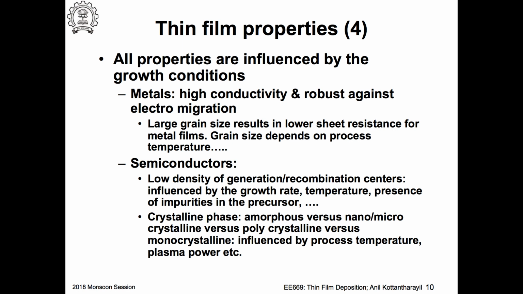For semiconductors, low density of generation recombination centers is influenced by the growth rate, temperature, presence of impurities in the precursor, and so on. Then the crystalline phase: if I deposit silicon on silicon, depending on the process conditions, I can get amorphous silicon, nanocrystalline or microcrystalline silicon, polycrystalline, which has larger grains, or monocrystalline, depending on the process temperature and, if you are using plasma processes, the plasma power, and so on.